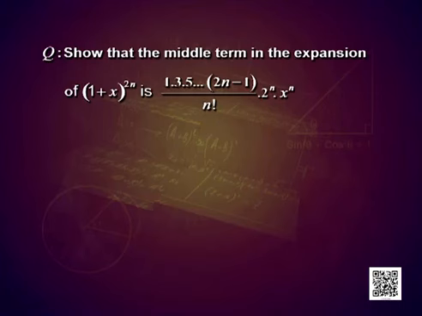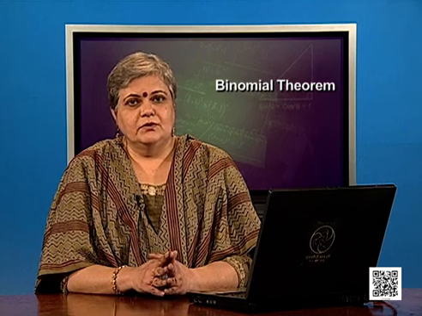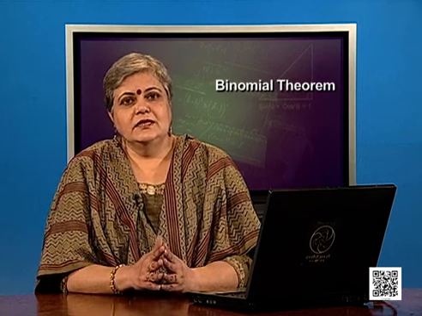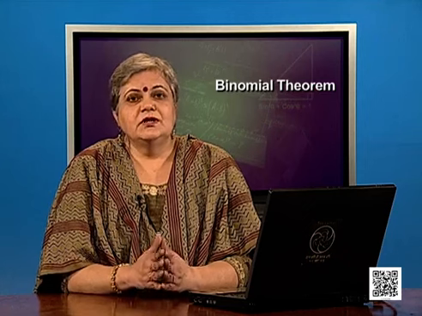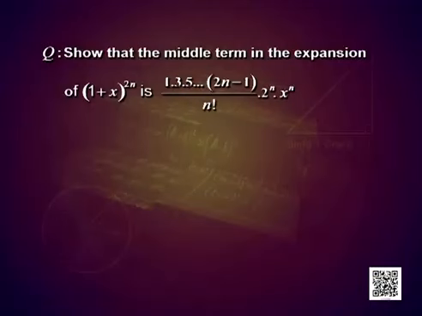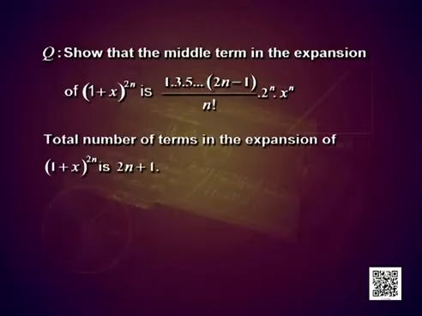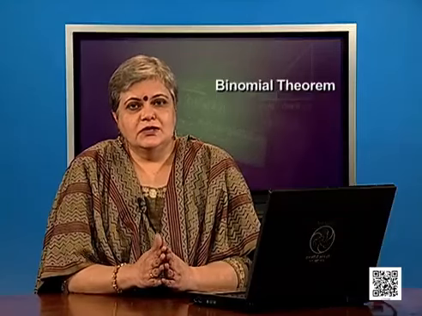So, I have to show that the middle term in the expansion of 1 plus x whole to the power 2n is this value. Now, the middle term depends on position, so the position of the middle term needs to be decided. In this case, the expansion of 1 plus x to the power 2n will result in how many terms? 2n plus 1. We just recalled that for you. So, out of 2n plus 1, which is the middlemost term? What is its position?